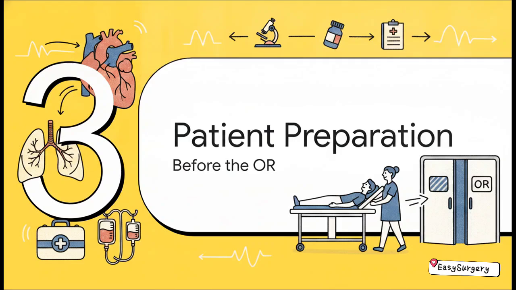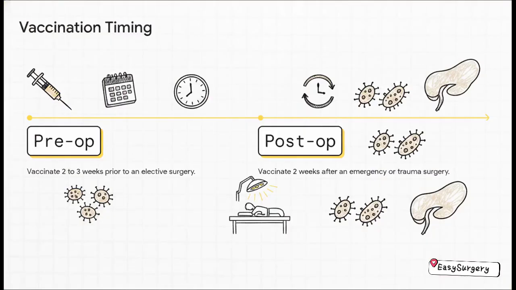Section 3. Preoperative patient preparation. Listen, there is a strict, completely non-negotiable timeline for vaccinating these patients against encapsulated organisms. These vaccines have to happen either 2 to 3 weeks prior to elective surgery or, in the case of trauma and emergencies, exactly 2 weeks after the procedure. You have to hit this window to guarantee an adequate immune response.